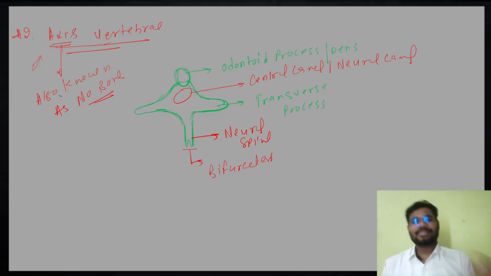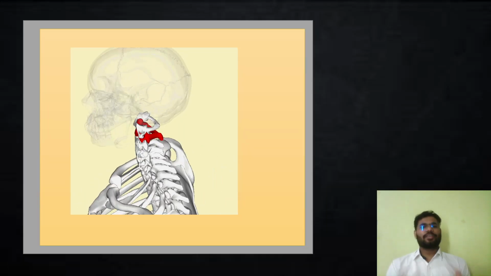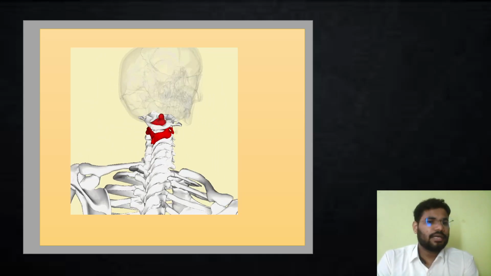Now let us try and see. Of course, the pre and post zygapophysis are present. Everything is present. Now let us try and see how this vertebra articulates with the first vertebra. Can you see the diagram, please? This is a very beautiful diagram. I think we had discussed it in the earlier class as well.